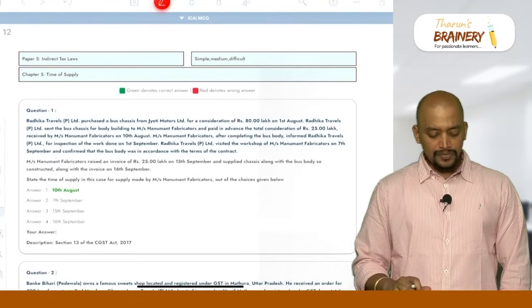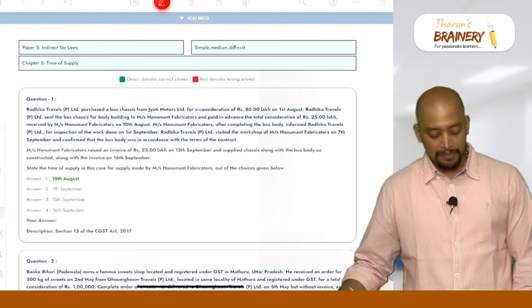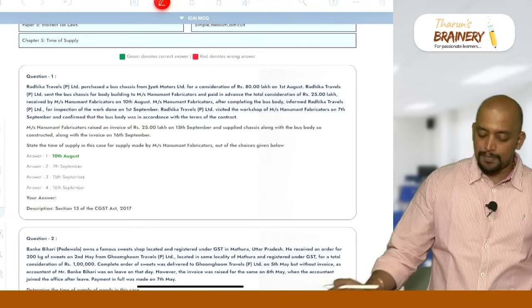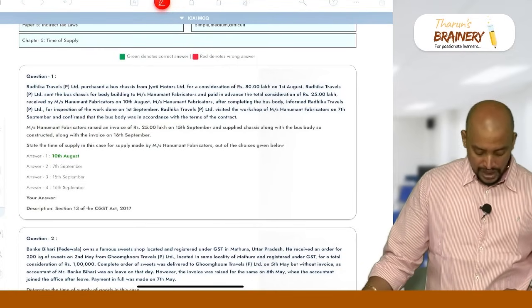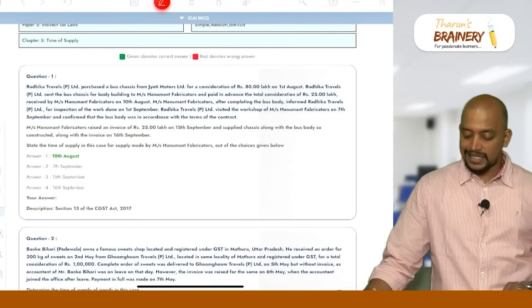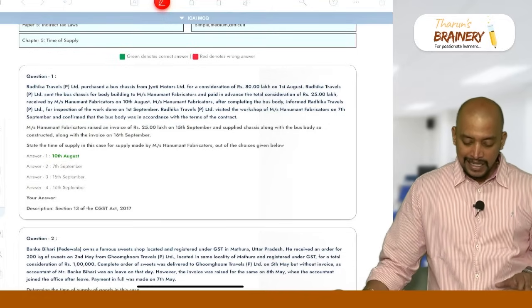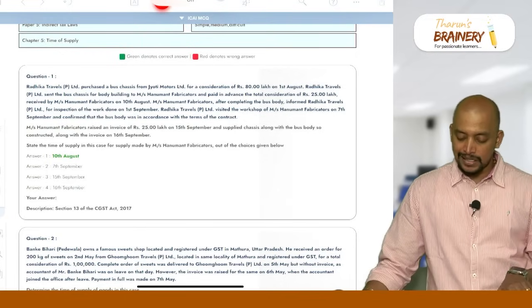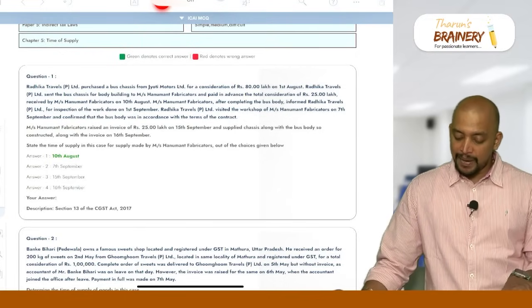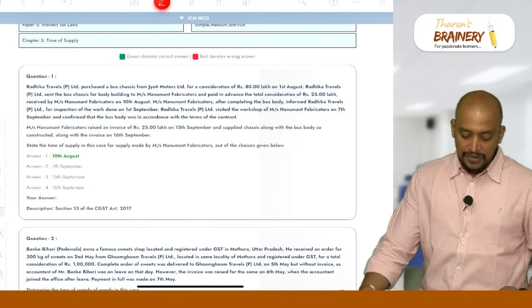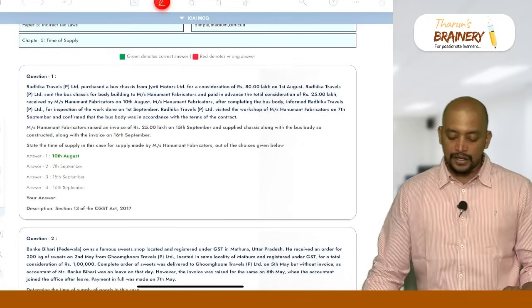Then next we have time of supply. Radhika Travels Private Limited purchased a bus chassis from Jyoti Motors Limited for a consideration of 80 lakhs on 1st August. And Radhika Travels sent the bus chassis for bodybuilding to Messrs Hanumant Fabricators and paid in advance the total consideration of 25 lakhs, received by Hanumant Fabricators on 10th August.